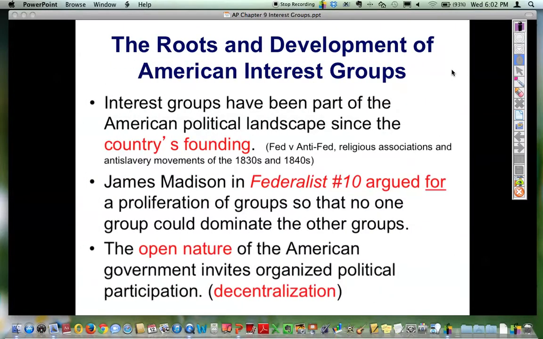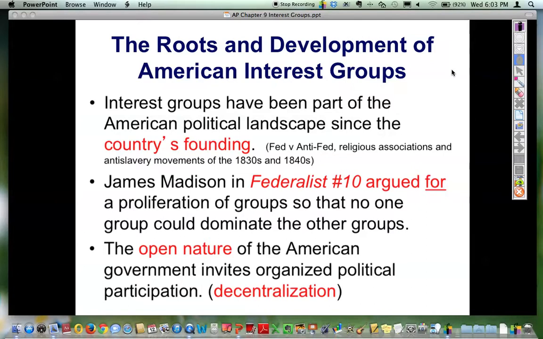A large part of this PowerPoint goes over really how interest groups even began. And remember in Federalist number 10, James Madison said, factions will always exist, and it's up to us to start a government that can allow for diverse interests without allowing one to dominate. If we look at this portion, this says interest groups have been part of the American political landscape since the country's founding. Our very first two interest groups formed really around our political parties, those who wanted a strong national government and those who wanted a strong state government, Federalists versus Anti-Federalists. We also had many religious associations and anti-slavery movements in the 1830s, 40s, and 50s.